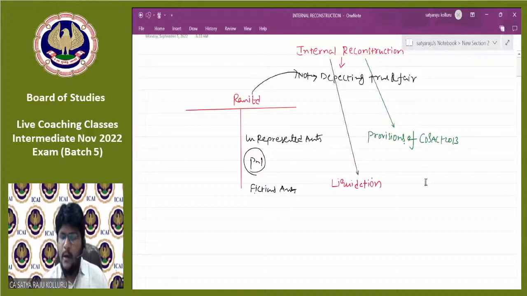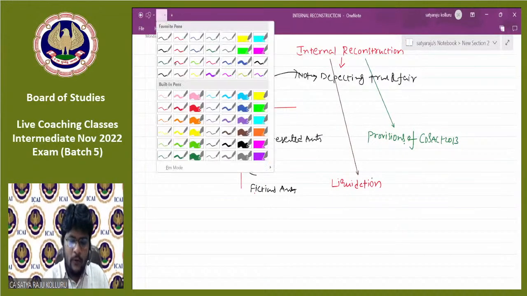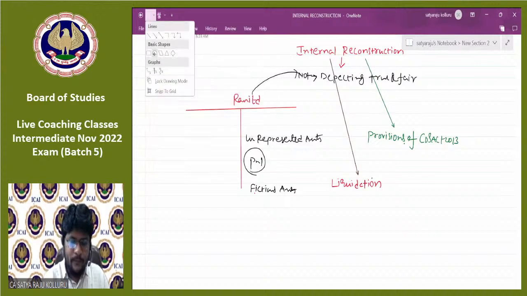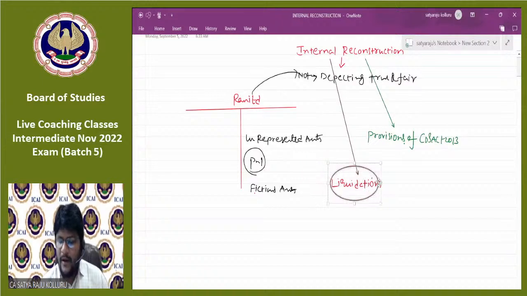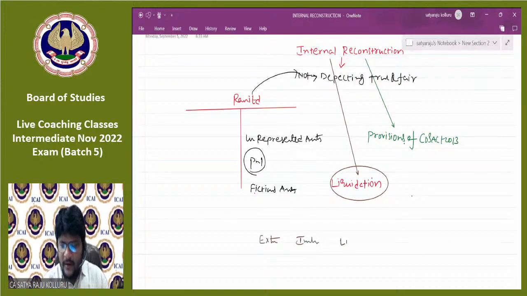So before going to the process of liquidation, the other option available to the company is internal reconstruction. Sir, that means the chapters are external reconstruction, internal reconstruction, and liquidation. Why are these three chapters arranged in this order?